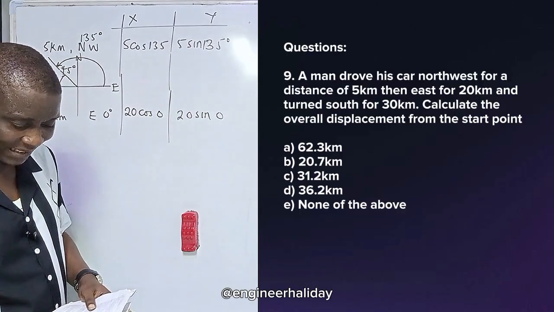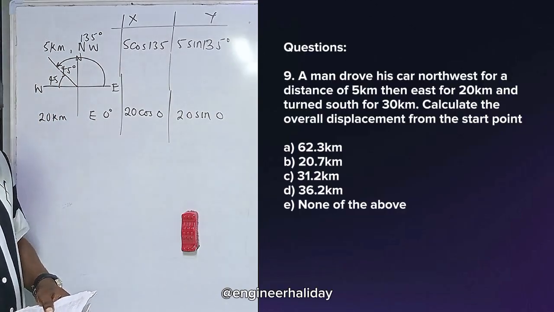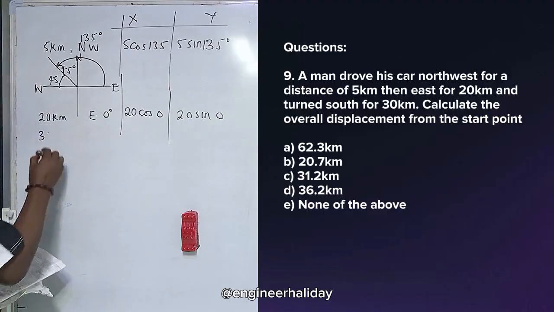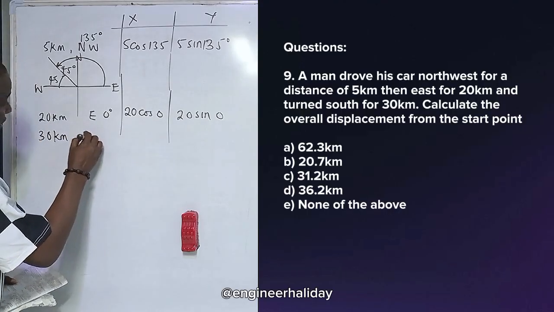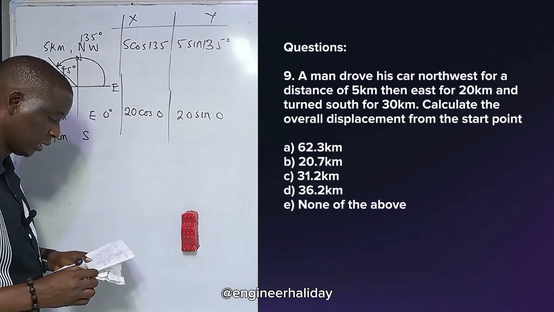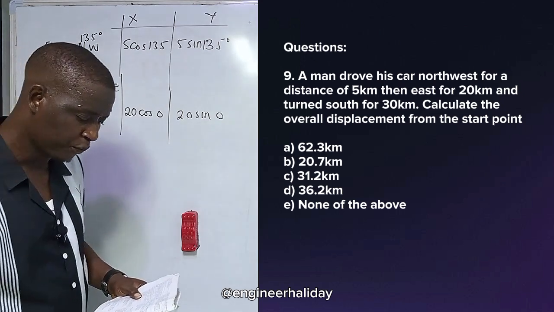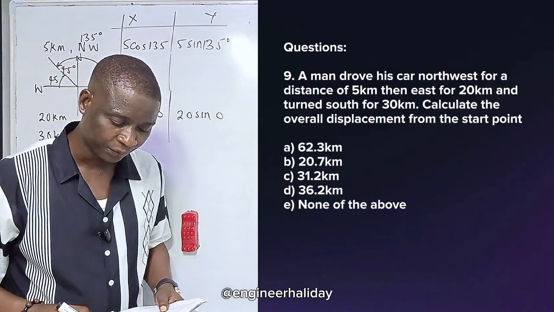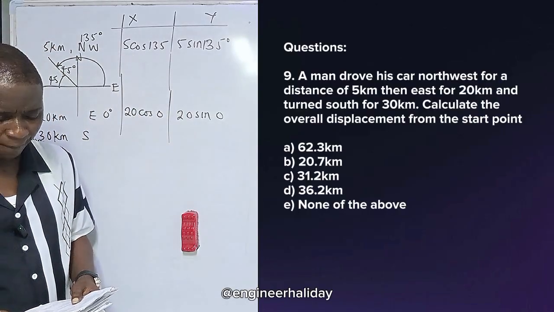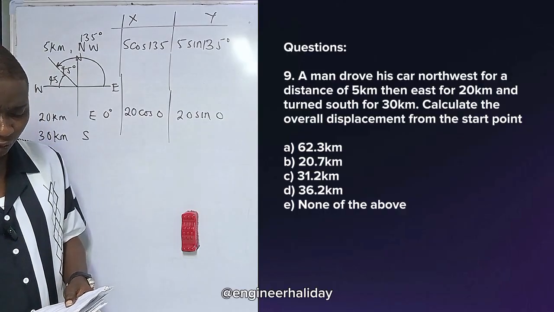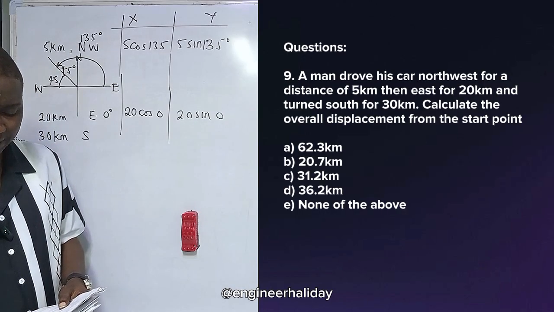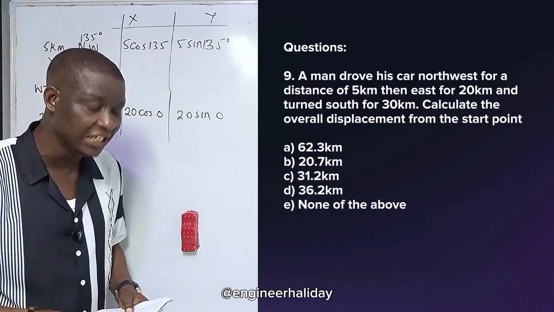And it turns south for 300 kilometer. Is it 300 kilometer or 30? 30 kilometer south. It turns south for 30 kilometer. Calculate the overall displacement from the starting point. That is the resultant. A, 62.3 kilometer. B, 20.7 kilometer. C, 31.7 kilometer. D, 36.2 kilometer. E, none of the above.